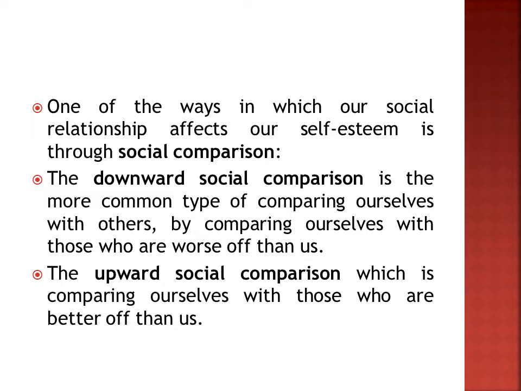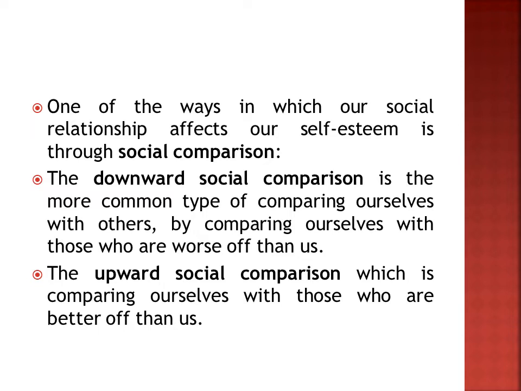We are social beings, and we tend to socialize with others. Since we are social beings, we tend to compare ourselves to others. That is called social comparison. There are two types of social comparison: first, the downward social comparison, and second, the upward social comparison. Let's go to the downward social comparison. The downward social comparison is the more common type of comparing ourselves with others, by comparing ourselves with those who are worse off than us.